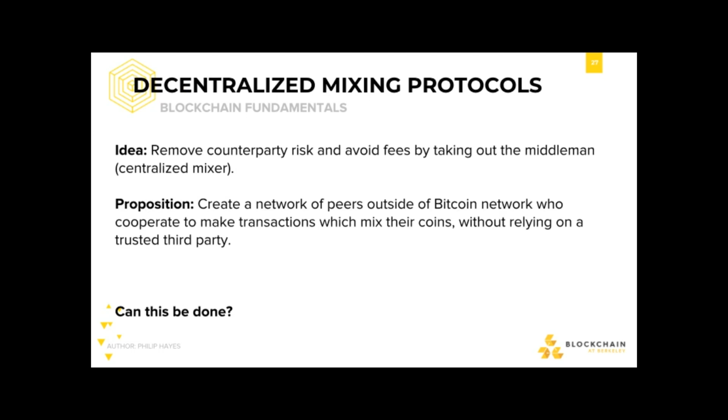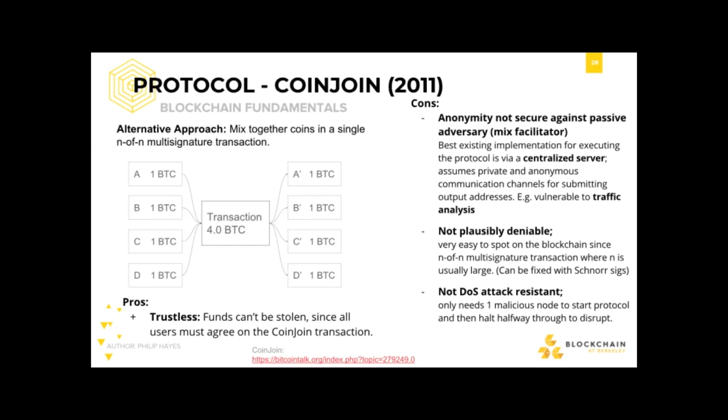So that brings us to this idea of decentralized mixing protocols. So the idea here is you remove counterparty risk and fees completely and remove the middleman. With altcoin mixing, you could lose a lot of money in transaction fees or exchange fees when you go from one currency to another. In decentralized mixing protocols, you don't want to have any single trusted third party, and you want to reduce the amount of fees that you're losing. So the proposition is, let's create something that overlays on Bitcoin and helps people mix their coins without a central party. Can this be done?